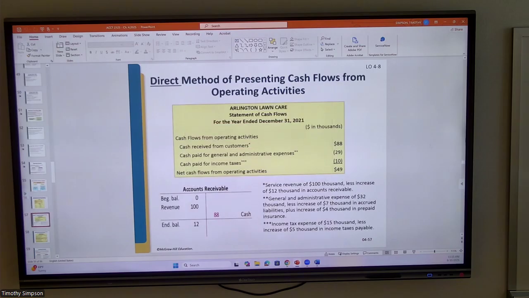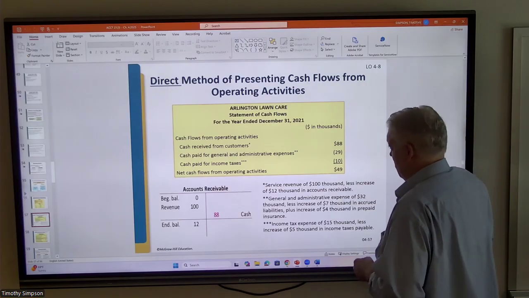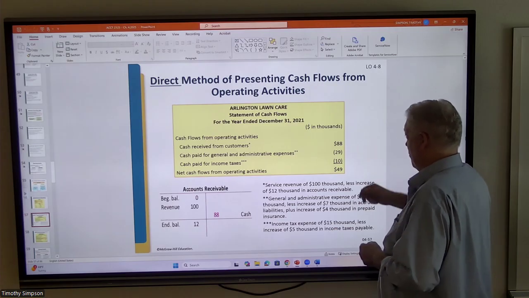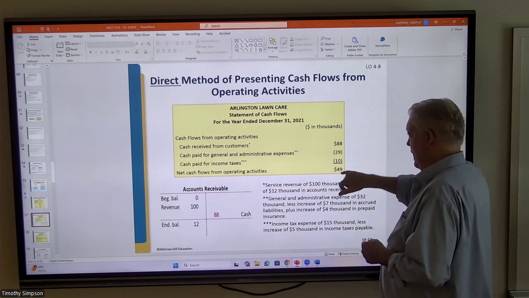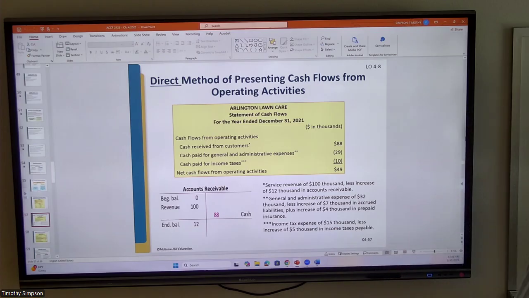So if we want the direct method, which I underline direct, representing cash flows from operating activities, what are we doing? Well, we're going to take the cash flows from operating activities, such as the cash received from customers, the cash paid for general administrative expenses, the cash paid for income taxes, and so we end up with a net cash flow from operating activities, which we ought to be able to reconcile back to the income statement. Again, these statements fold back into one another, right?